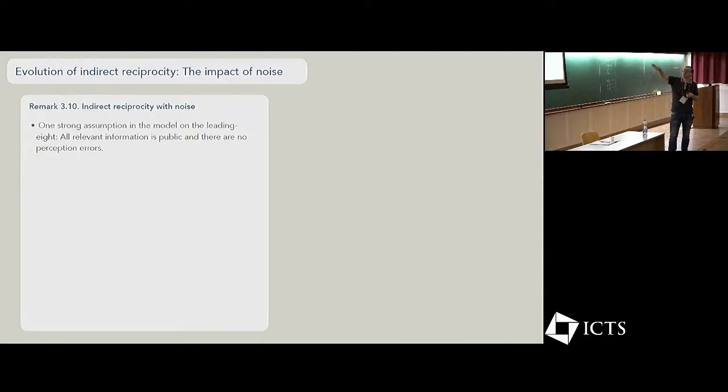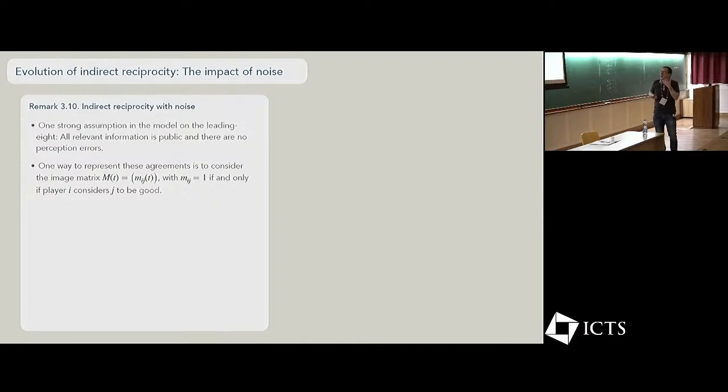All right, so back to this strong assumption. This assumption is that everyone observes everything, and I never make an error in my perception. So if Jonathan happens to cooperate with someone, I always see that this was really cooperation. There are no ambiguities.